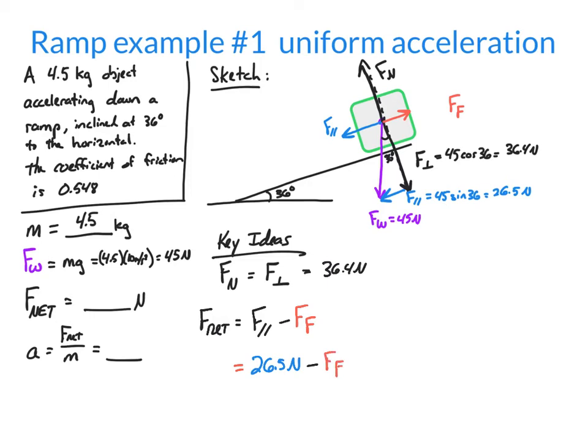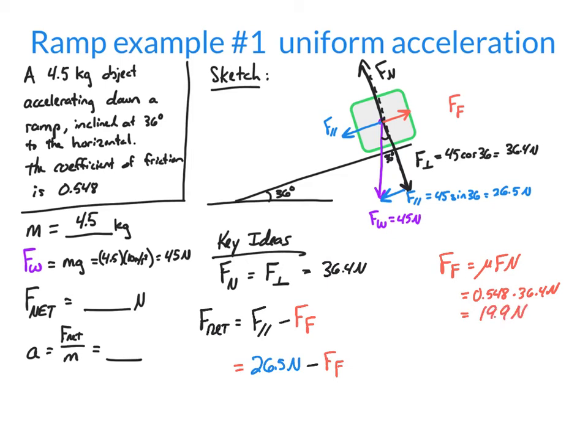Here we don't have a friction force yet. However, they did give us a coefficient of friction in the problem, and we know friction force is equal to the coefficient times the normal force. We know the normal force in this case is 36.4 newtons, so we'll multiply that by the coefficient, and that'll give us the frictional force in this case. Now we can go back to our net force equation, substituting in that 19.9 newtons.